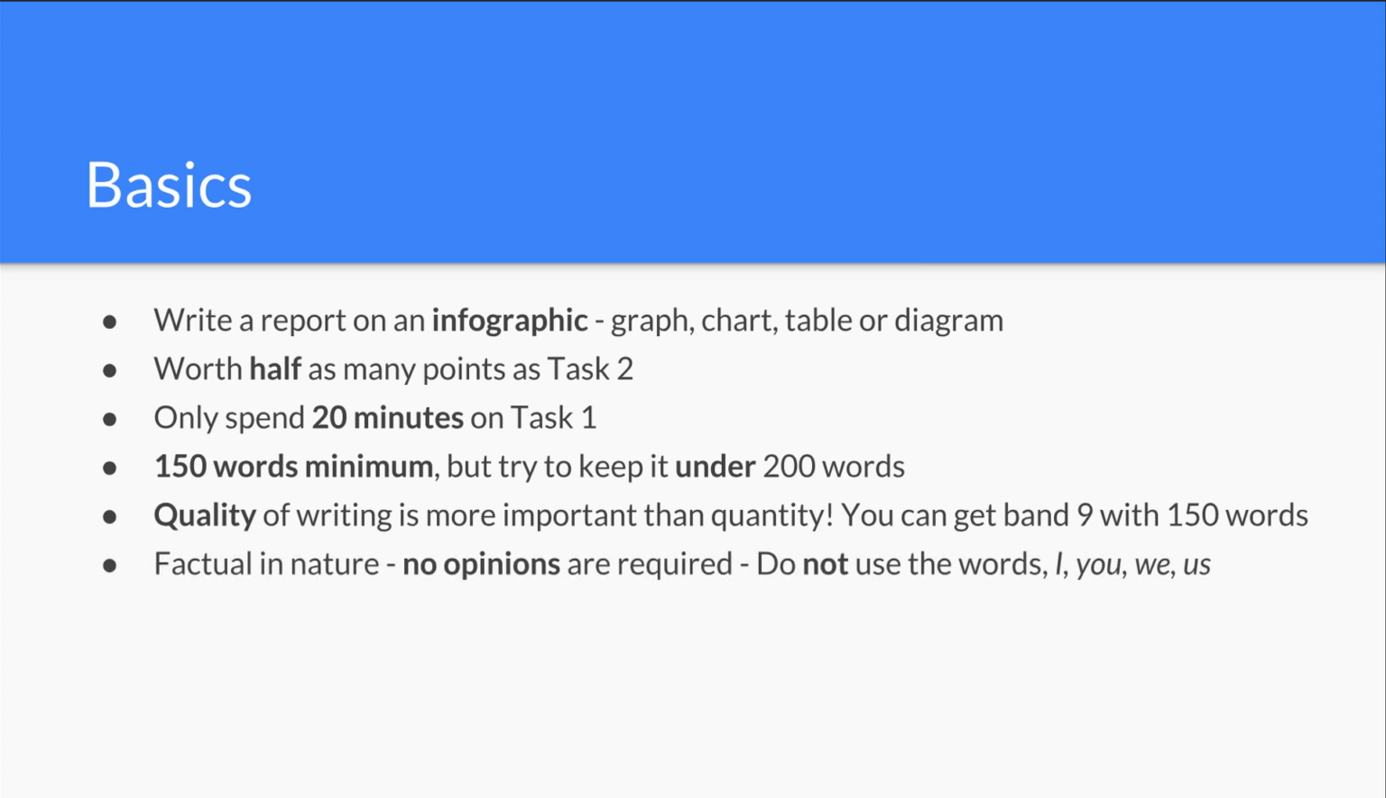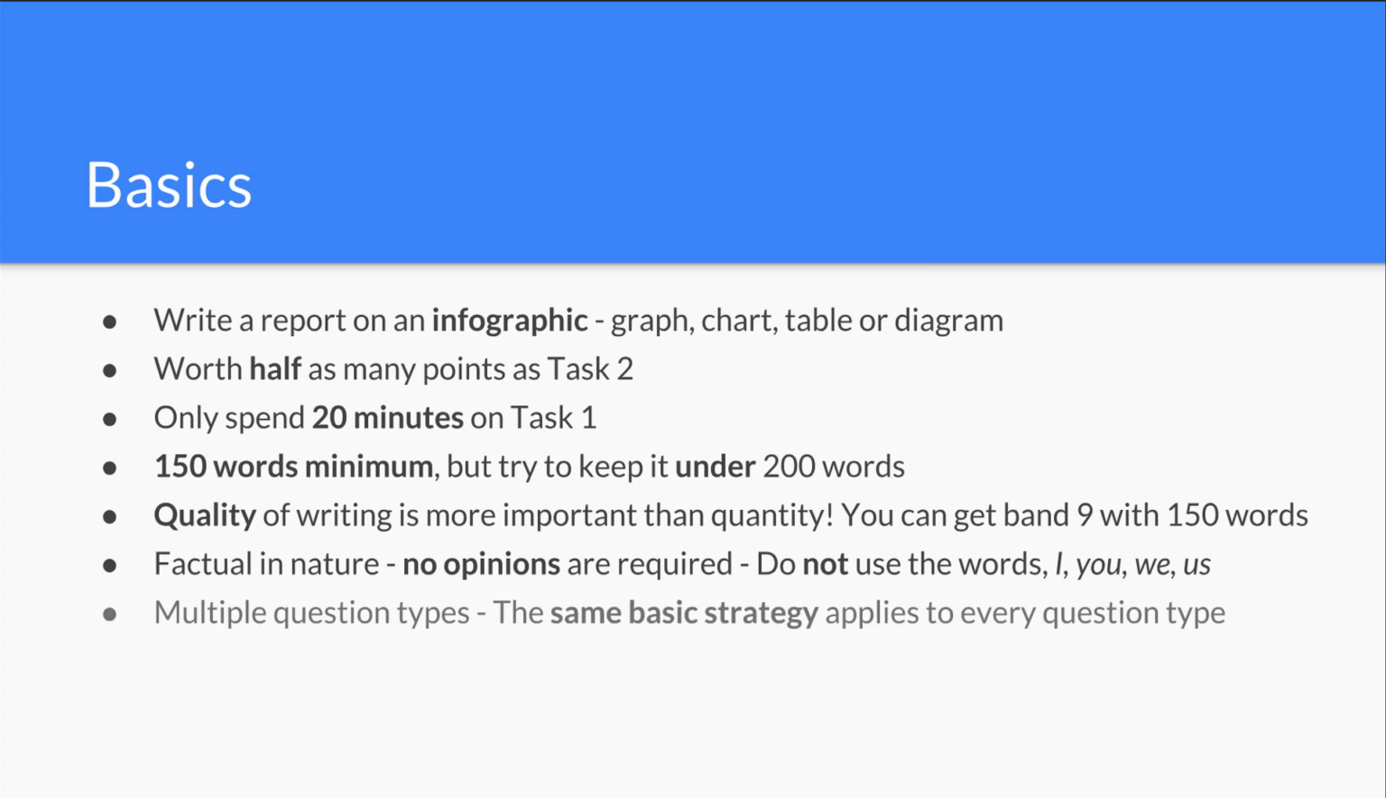Now, your Task 1 essay is going to be factual in nature. This means that your opinions are not required. So you should not be using words like I, you, we, or us. These words are too informal, and we don't use informal words in a formal essay like the Writing Task 1.